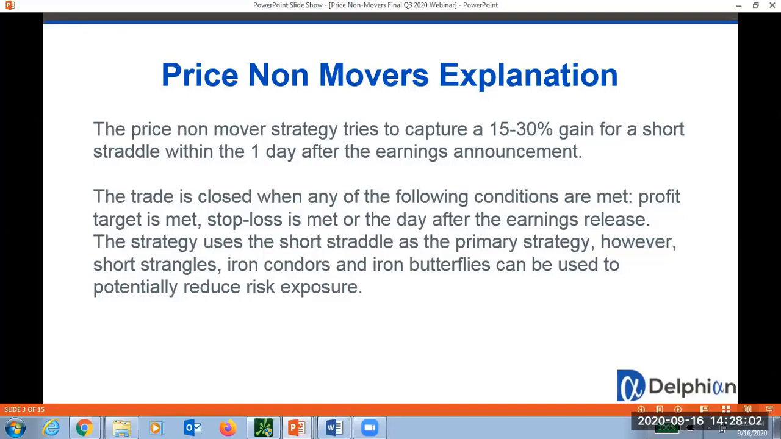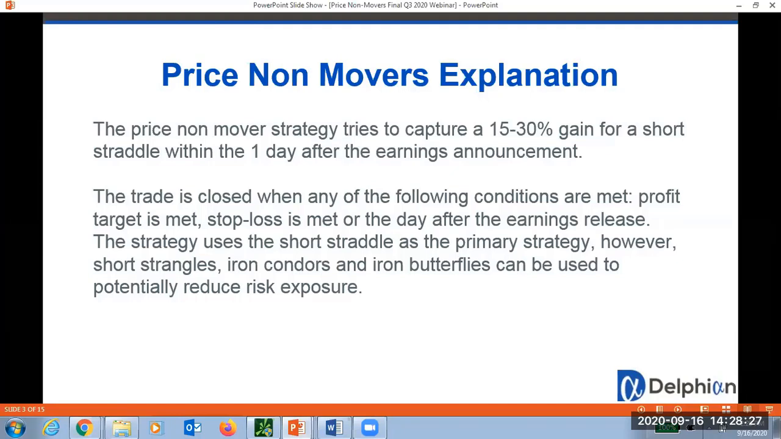These trades for the non-movers are going to be closed when any of these conditions are met: our profit target is met, our stop loss is met, or the day after the earnings release. Our stop loss on these price non-movers is pretty critical, because when you're selling a straddle or selling a strangle, you really don't have any protection on that trade. So you always want to have a stop loss, or at least some type of plan in place, before putting a trade like this on.